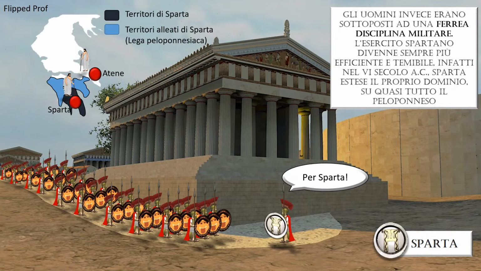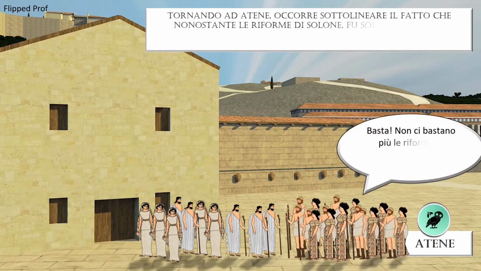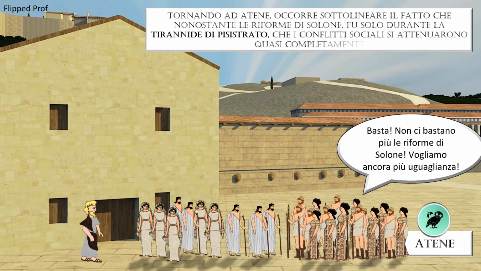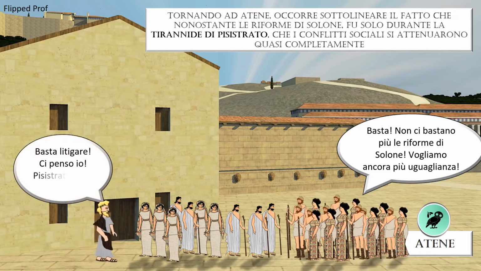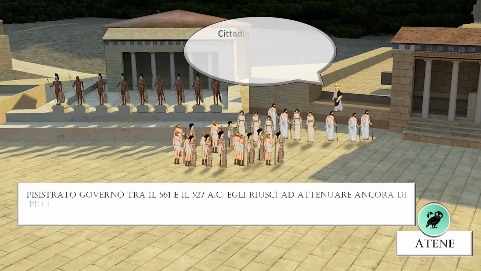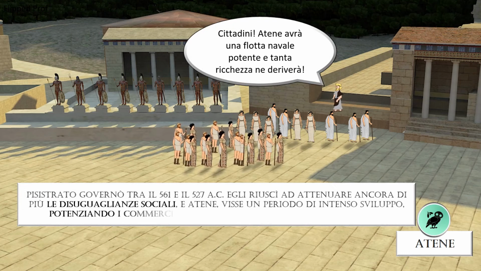Returning to Athens, it should be emphasized that despite Solon's reforms, it was only during the tyranny of Pisistratus that social conflicts were almost completely alleviated. Pisistratus ruled between 561 and 527 BC. He succeeded in further alleviating social inequalities, and Athens experienced a period of intense development by boosting trade and merchant trade in the Mediterranean.